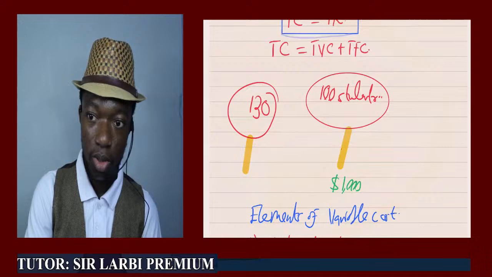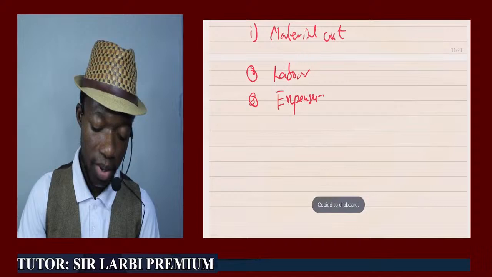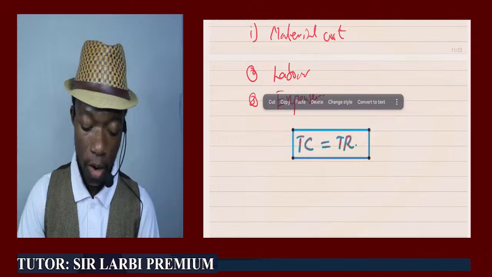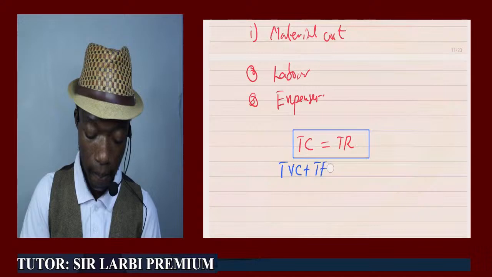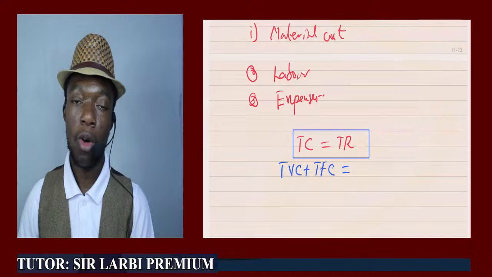So now let me bring it up here so we continue with that case. Any question from you, throw in the chat. So we move on. Okay. So now we know that our total cost is a combination of what? Total variable cost plus total fixed cost. And what about total revenue? Total revenue also has to do with the output that we produce as an organization, and per what? The market price.